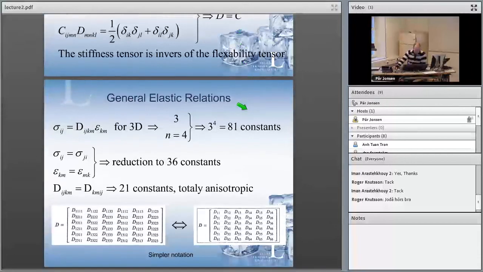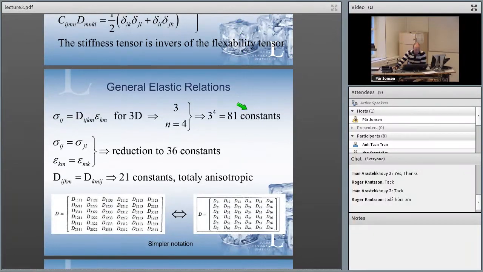So if we then go back to this general case of elastic relations, we know that we can write the stress tensor like this, but now we have 3D solids. So we have 3, and we have a rank 4 tensor here. We have 4 indexes on this one, meaning that you have 3 to the power of 4, which is 81 elastic constants. How should you measure that on a material? It should be quite complicated to do that. It's a nightmare, I think.